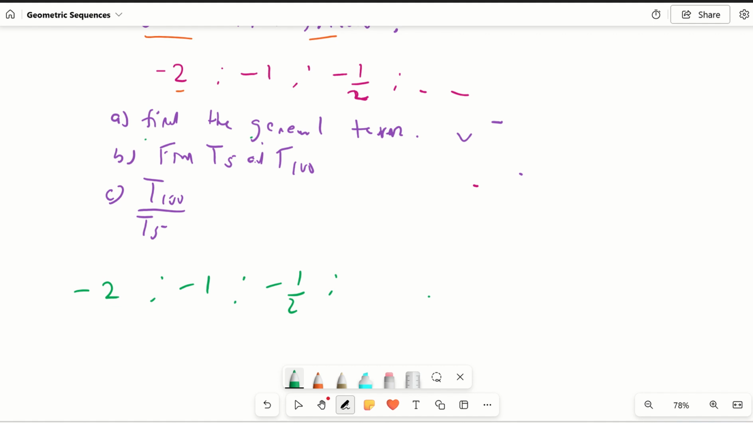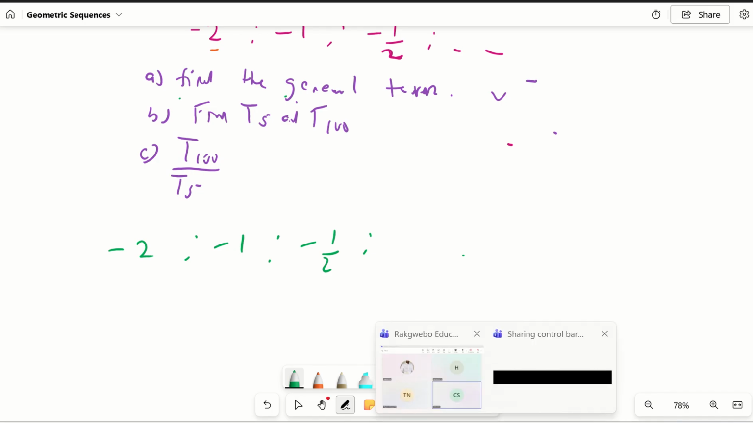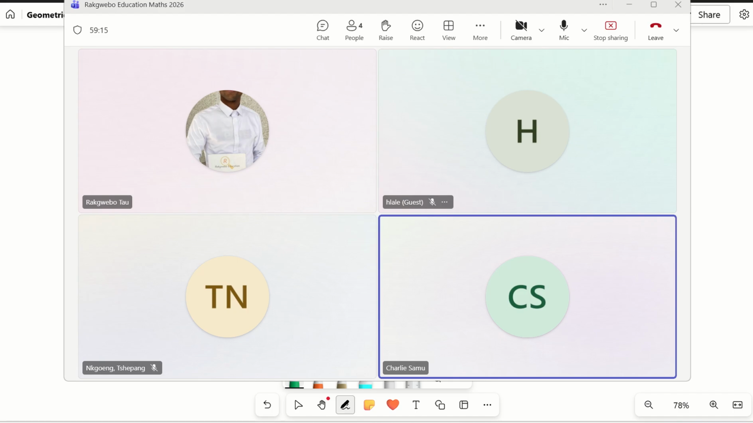Find the general term, Tn. So first of all need to establish... No, no, no. You don't have to. You just check. Yes, you work together and just check. Proper stuff.